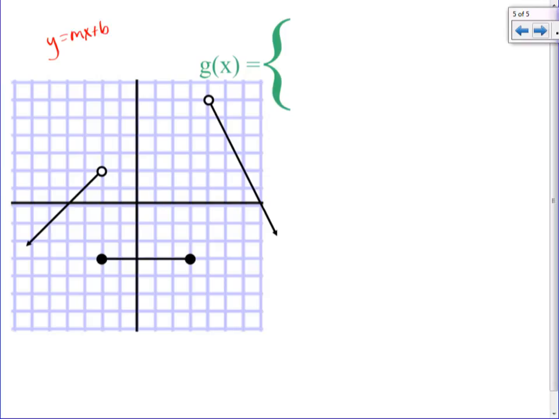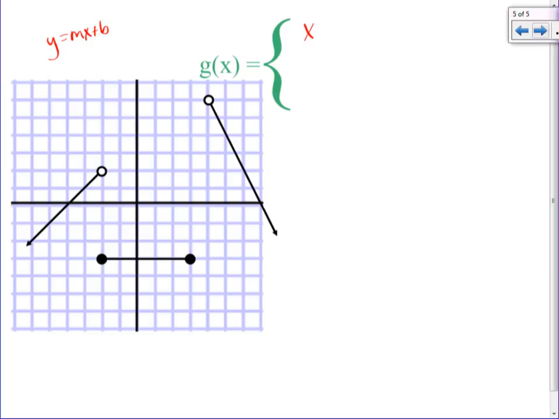So we need the slope and we need the y-intercept. So looking at this one, this first line right here, what is the slope of this line? It goes up 1 over 1, up 1 over 1, over and over. Okay, so we know that it's going to be 1x, or just x. What's the y-intercept?